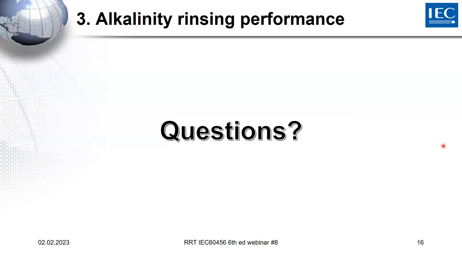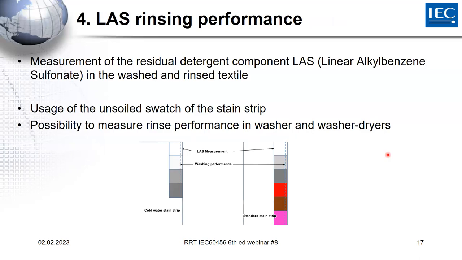So if there are no questions, we will go on to the LAS method. The LAS method is completely different to the alkalinity measurement, because what we measure here is a specific residual detergent component, which is called LAS, which means linear alkyl benzene sulfonate, which is an anionic surfactant in the detergent.